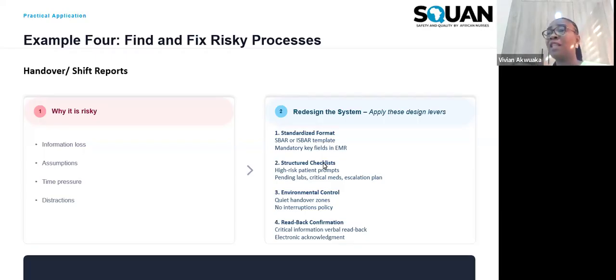Read back confirmation, especially for verbal orders. All of those are part of the things that we need to put in place to make sure that our patients are safe and that we're communicating correctly and listening and hearing the correct thing. So somebody has called you on the phone, go and give the patient morphine, 5 milligram, and you heard 50 milligram. You have to read back and say, please confirm.